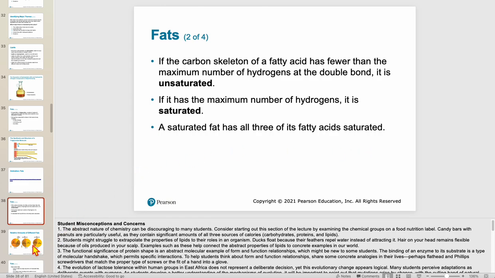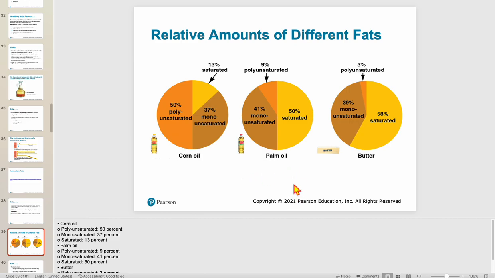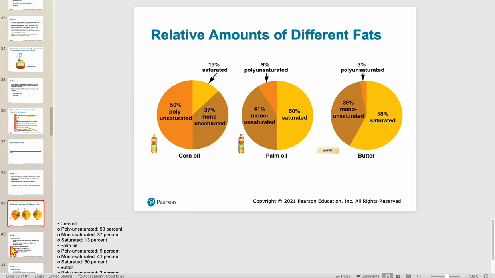Okay, next slide. All right, here's a good example of the different oils. So you can see butter. Butter is a solid at room temperature, and therefore it is more saturated, because butter is a solid at room temperature. Whereas palm oil, corn oil, or canola oil in my example, they are more what? They're more unsaturated, so they're going to be more of a liquid nature. Okay, next slide.